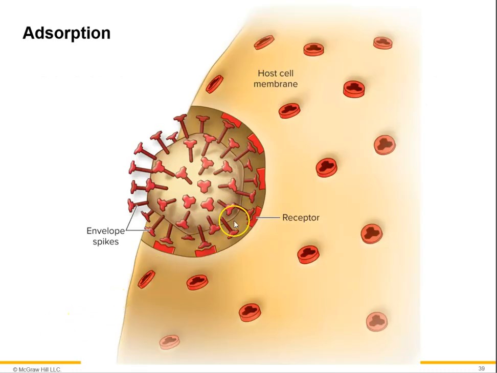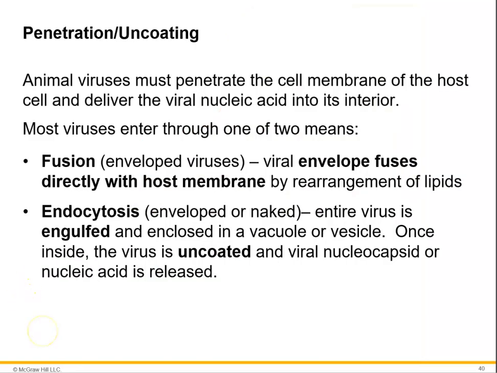Here's an image up close showing adsorption. So you can see the receptors on the host cell membrane, and you can see this virus particle kind of colliding and its spike proteins connecting with these receptors. That's the first step of the viral multiplication cycle. Next, you have the steps of penetration and uncoating.